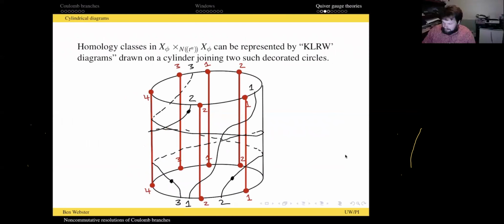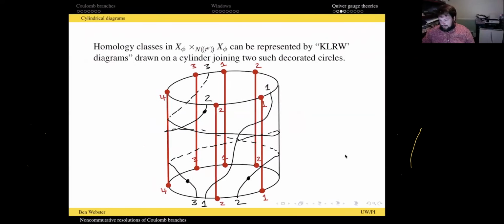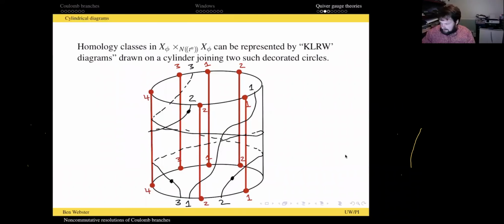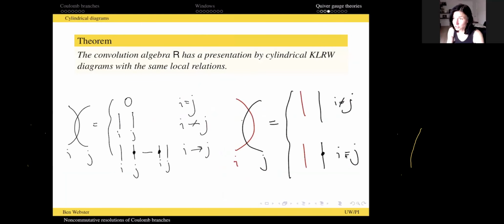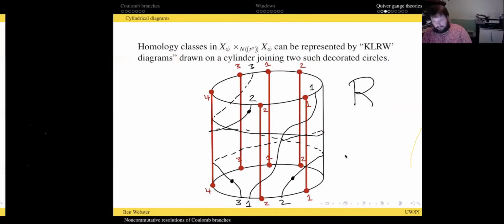All right, so these give me components of that fixed point set, and homology classes in the fiber product can be represented by diagrams drawn on this cylinder. So this algebra I was calling R, its elements can be drawn as these sorts of diagrams, mod certain local relations, these being the most obvious ones. Just one more question: you allow then all possible orderings? I allow all possible orderings, yes.